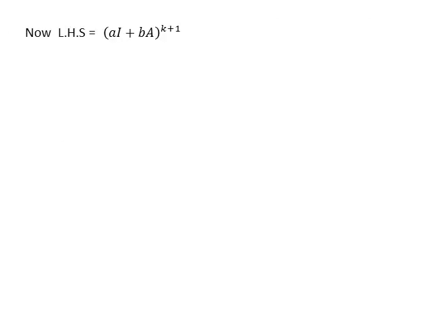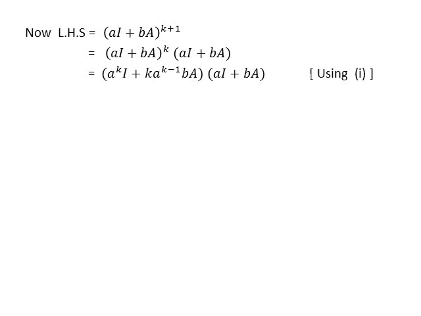Let's start with the left hand side, that is (AI + BA) raised to power k+1. Write it as (AI + BA) raised to power k, multiplied with (AI + BA). Now, we replace (AI + BA) raised to power k with A^k I + k A^(k-1) BA. Multiply it with (AI + BA) as shown here.